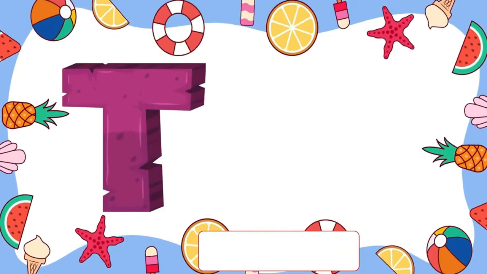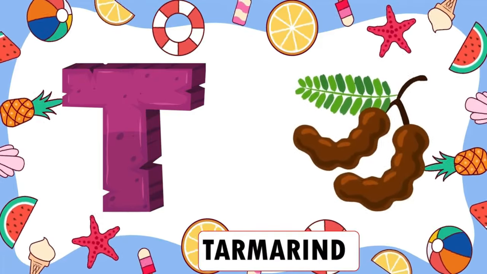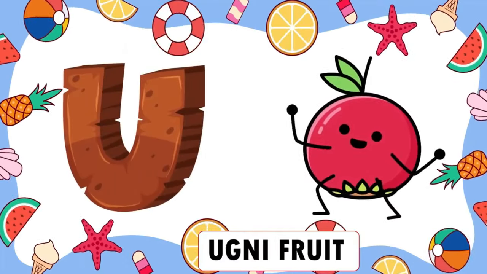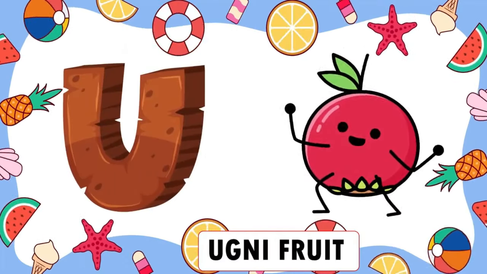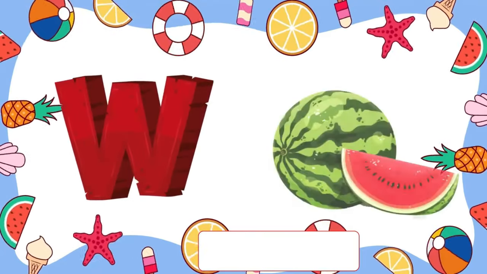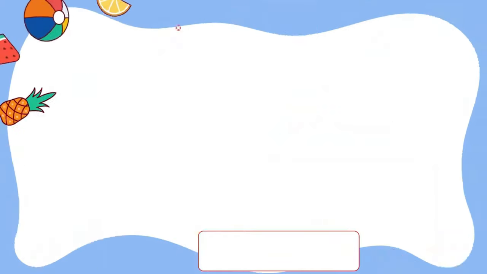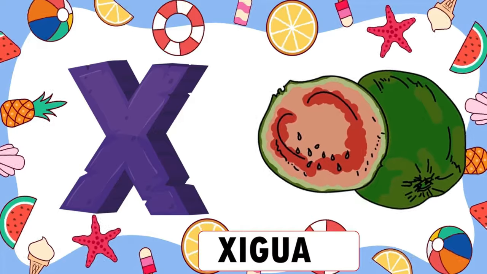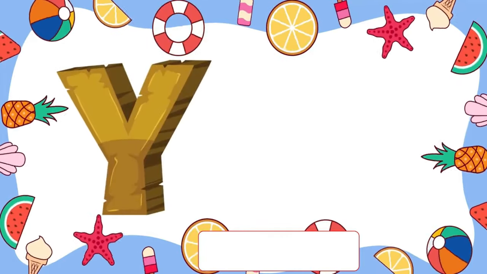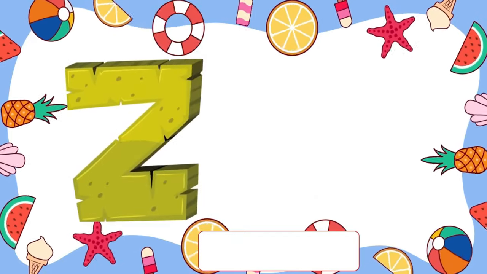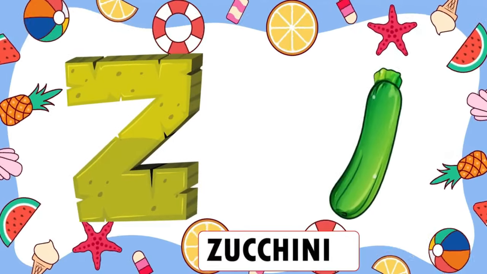Tamarind. U, agni fruit. V, velvet apple. W, watermelon. X, zigua. Y, yum berry. Z, zucchini.